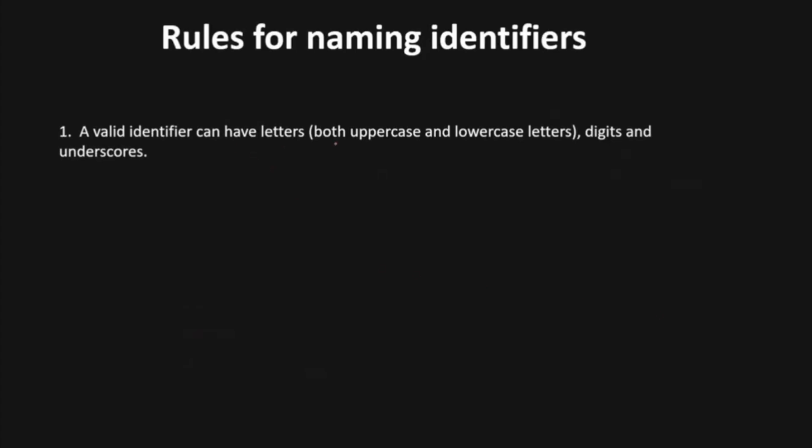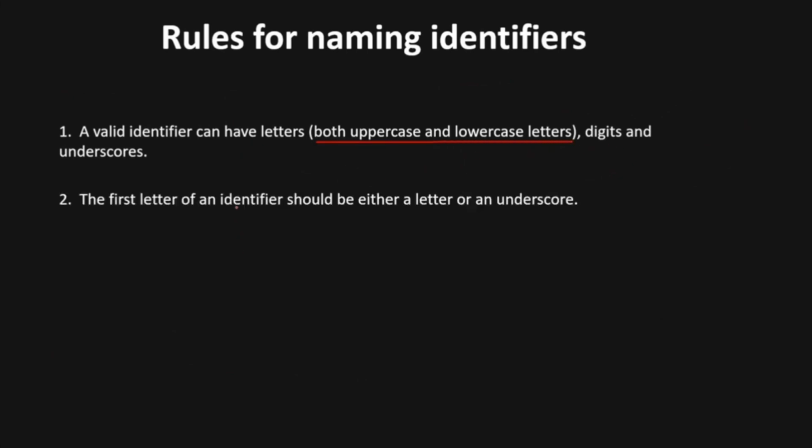Number 1, a valid identifier can have letters, both uppercase and lowercase, digits, and underscore. Number 2, the first character of the identifier should be either a letter or an underscore. You cannot use a number as the first character of an identifier name. Another rule is you cannot use a keyword like int, while, etc.